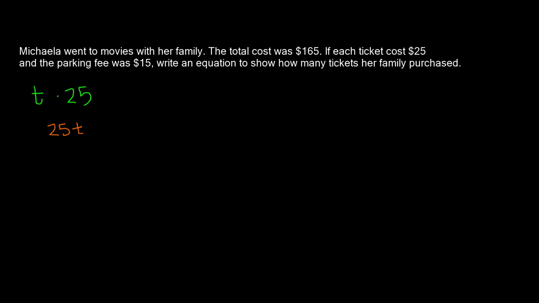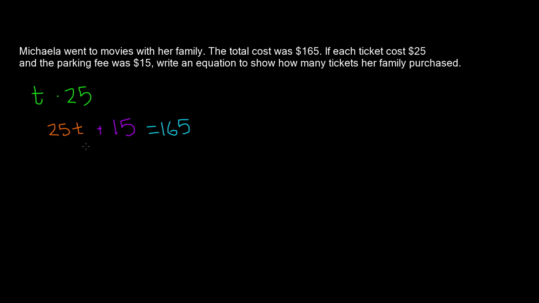So if the total was $165, that means we're going to have to add the parking fee onto the ticket. So 25t plus 15, and the total is equal to 165. Okay, so there we have it, our equation. Now we have to solve this equation.